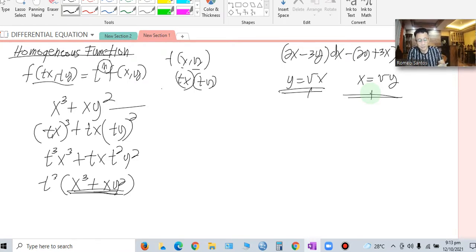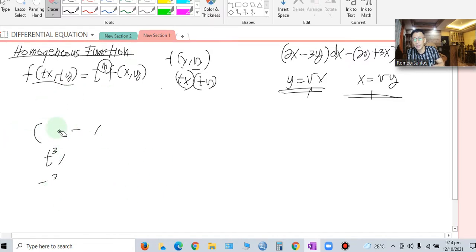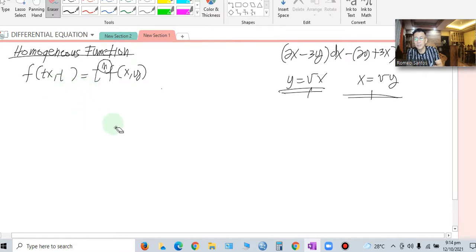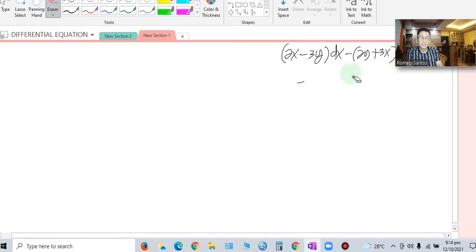Okay, so mag-erase lang ako. Erase tayo para makabuelo tayo. Okay, so ganyan lang. I-review na lang ninyo, kung hindi ninyo naintindihan bakit siya homogeneous. So ganun lang yan, ha? Ito naman yung definition ng homogeneous. Okay? So, pag homogeneous daw, ito yung substitution. Y equals to bx. So, let us take this.